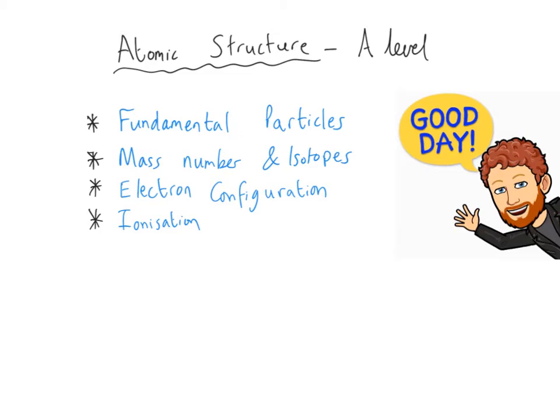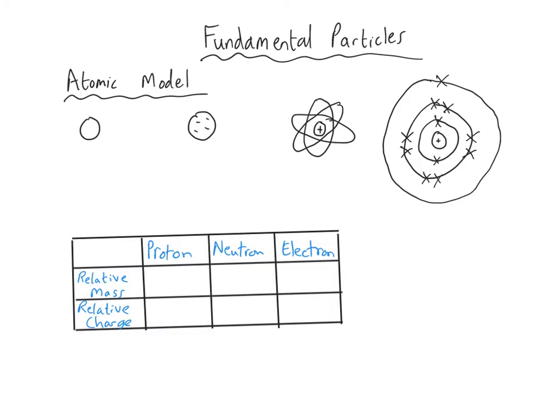Now this video is an excerpt from a larger video that is the whole topic review. What I've done for this video is I've taken out the section about the mass spectrometer and about how you work out the relative atomic mass of isotopes. First up, we need to take a look at fundamental particles.